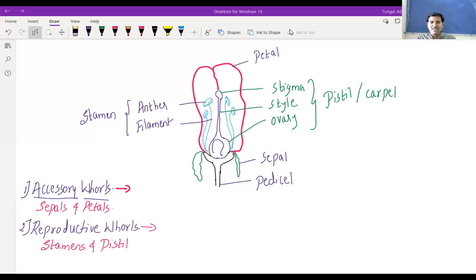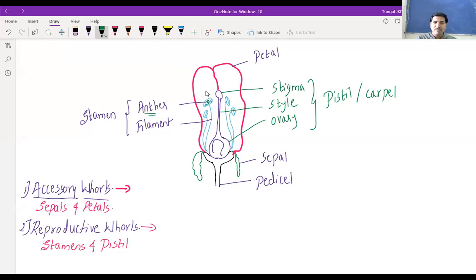Then reproductive whorls, look at the two terms there: stamens, pistil. Stamen is made up of 2 parts. What are those? First part, a long thread-like structure, the filament, and a bilobed anther. The anther is bilobed, and the part that produces pollen grains is the anther lobe. These anthers are going to produce pollen grains, yellow color pollen grains. So pollen grain production happens inside the anther.